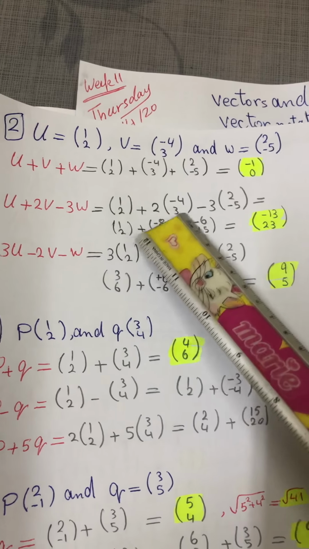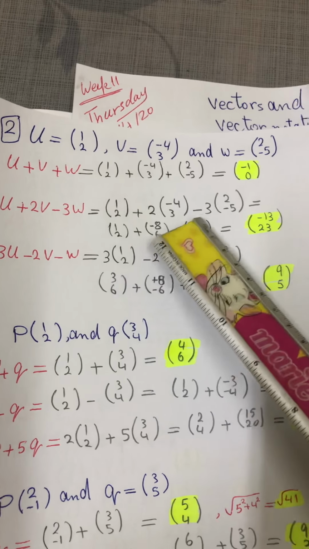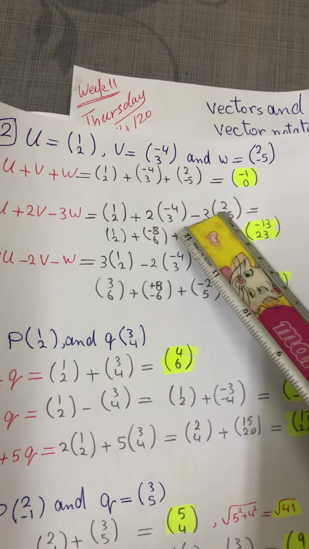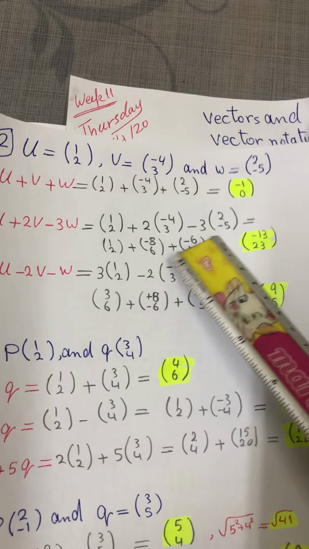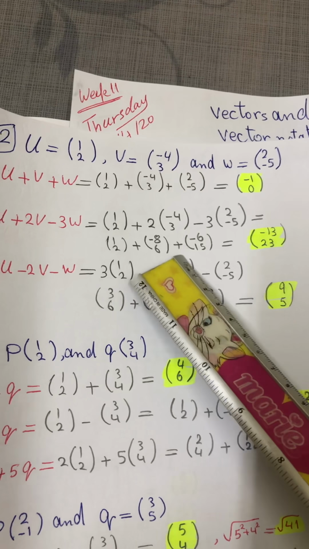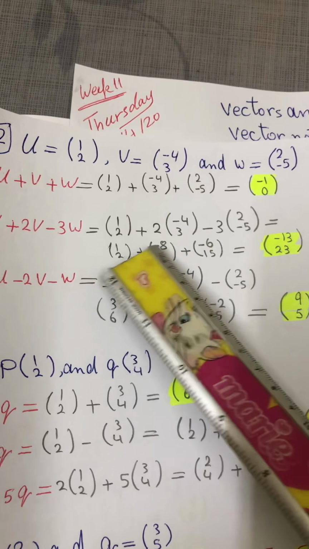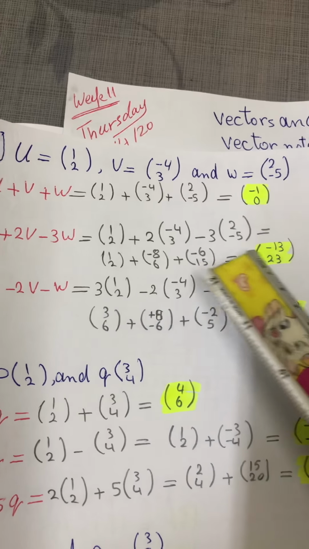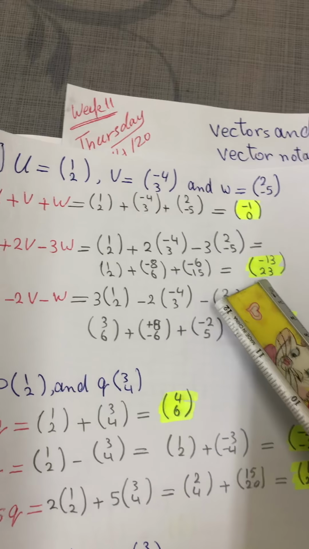Then 2 multiply negative 4 equal negative 8. 2 multiply 3 equal 6. And negative 3 multiply 2 equal negative 6. Negative 3 multiply negative 5 equal positive 15. And the sign between them positive. Now add 1 plus negative 8 plus negative 6 equal negative 13. 2 plus 6 plus 15 equal 23.